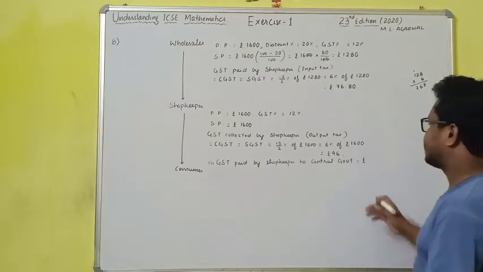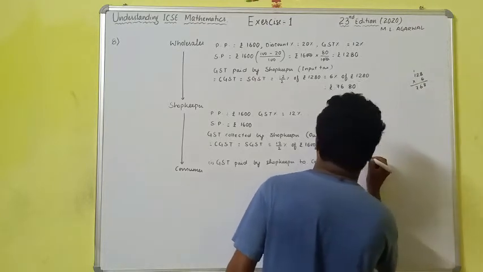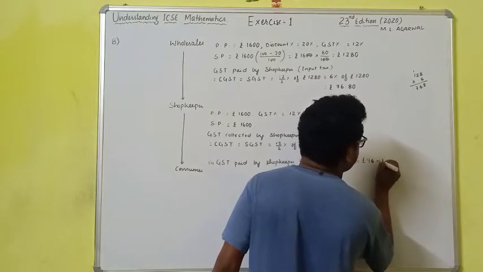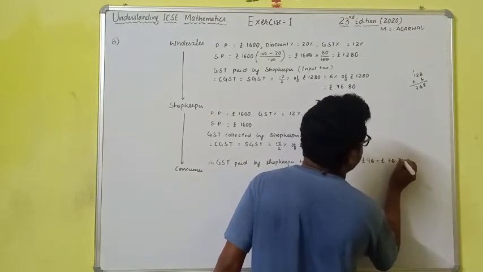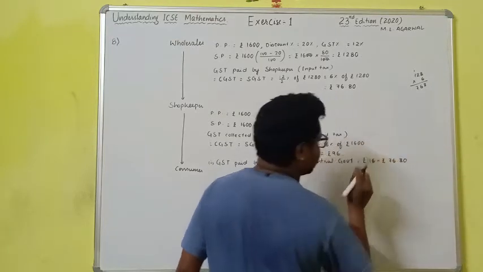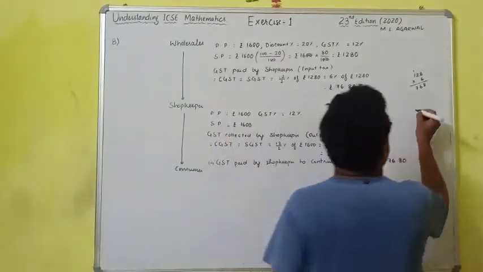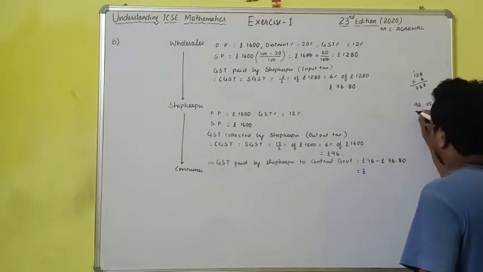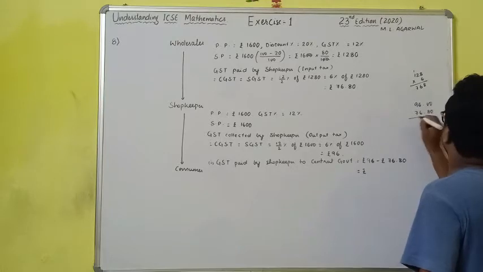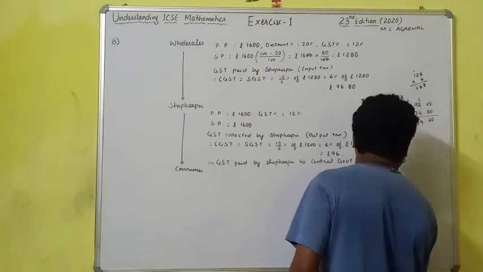So the GST paid by the shopkeeper to the central government is equal to 96 minus 76.80 rupees. Now subtract it: 96 minus 76.80 is equal to 19.20.